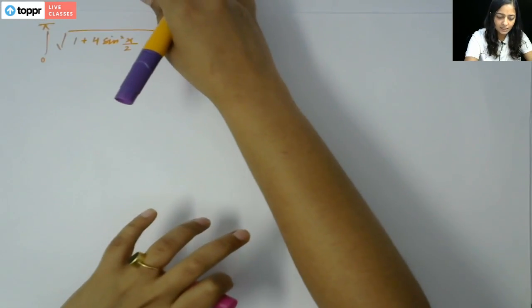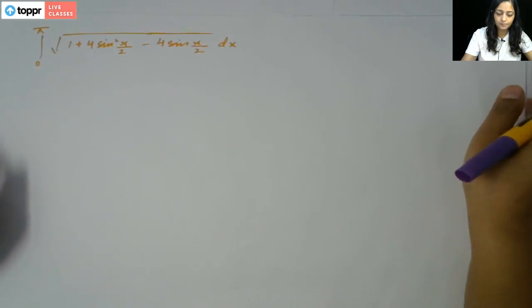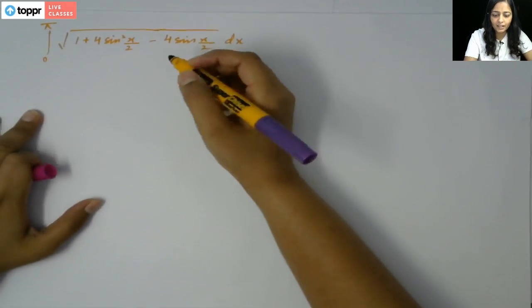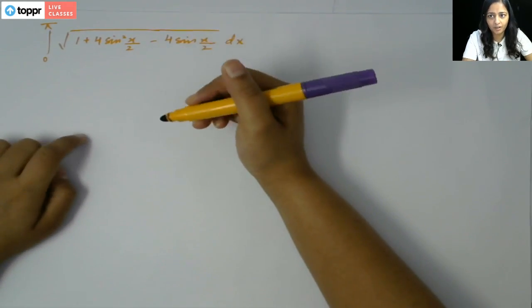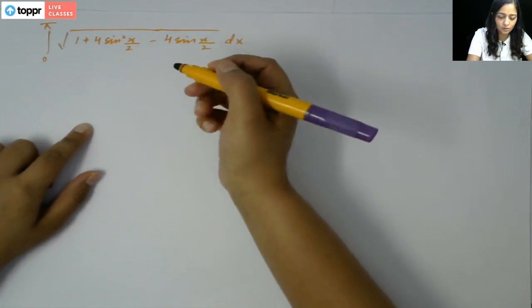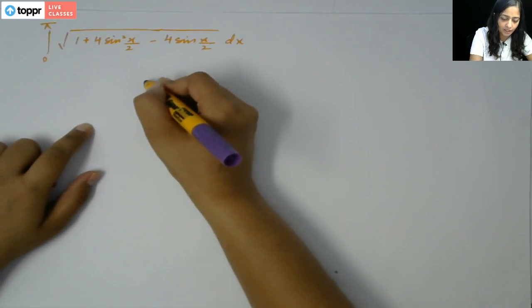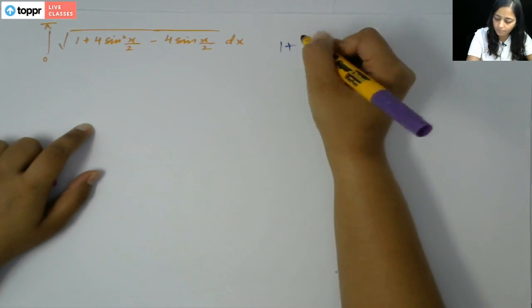Now let's consider this integral. We are taking up the questions based on each and every property of the definite integral so that you can revise all of them at once. So it is 1.